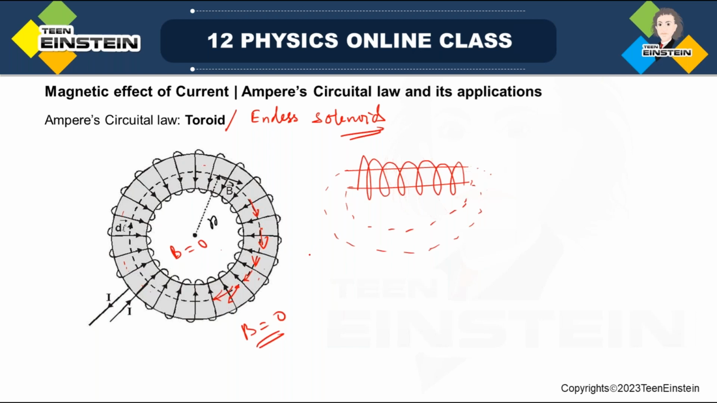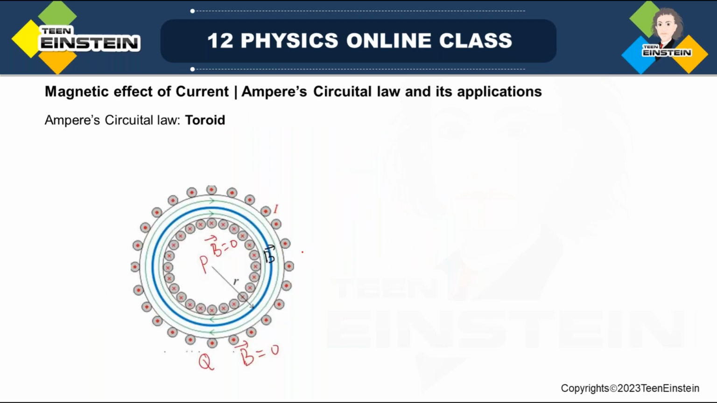So let us find out the magnetic field produced by a toroid using Ampere's circuital law. First of all, let me remind you what Ampere's circuital law is.